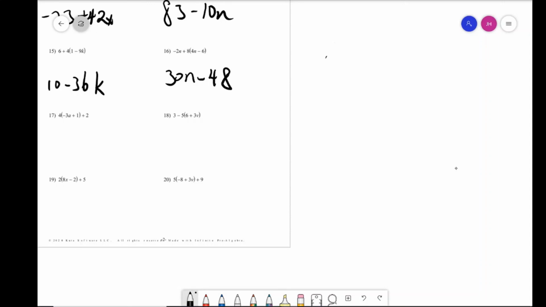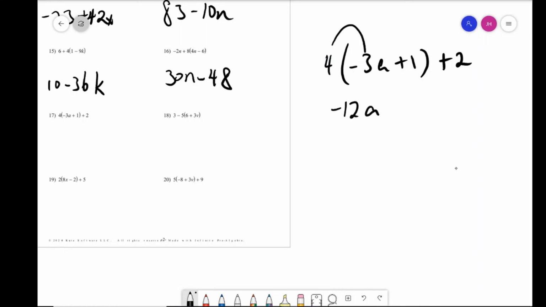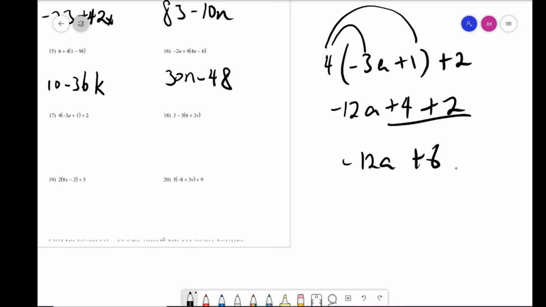Number 17, that would be 4 parentheses negative 3a plus 1 plus 2. And 4 times negative 3a, that is negative 12a. 4 times positive 1 is a positive 4, plus 2. Combining that will be negative 12a plus 6.